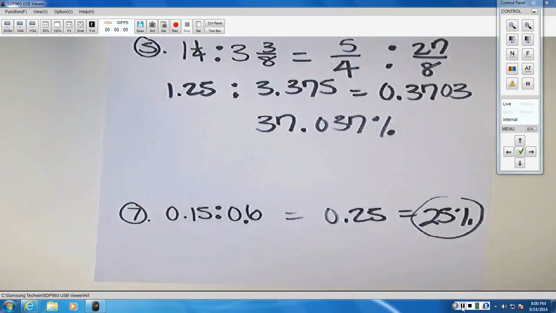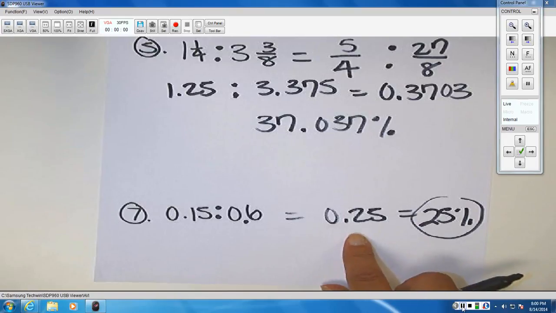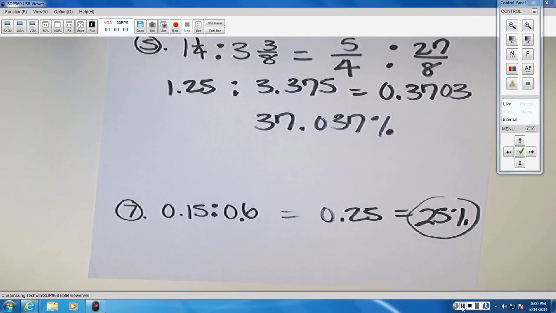So that one was nice and simple. We didn't have to do anything. They already gave us our decimal, so all we had to do was take our first number and divide it by the second number. And then that answer, that 0.25, we multiplied it by 100 so we could get our percentage of 25%.